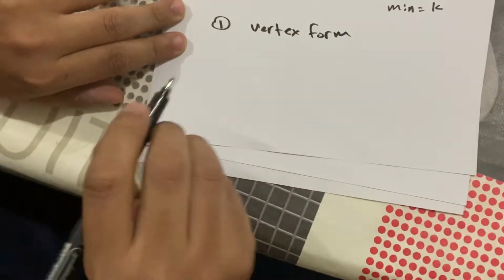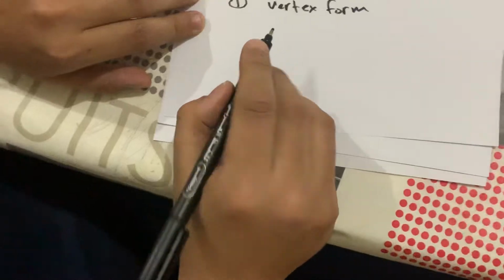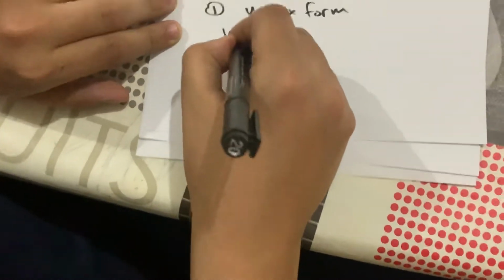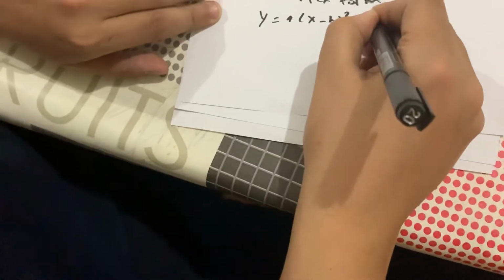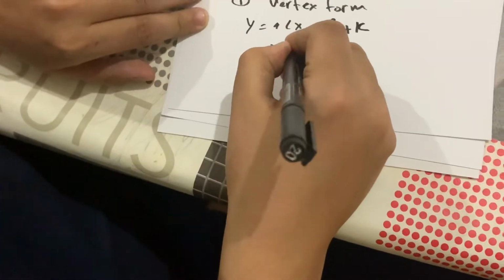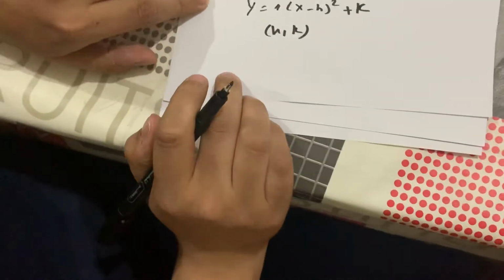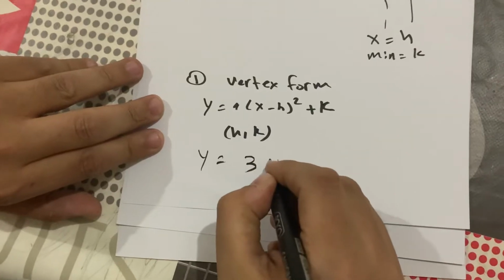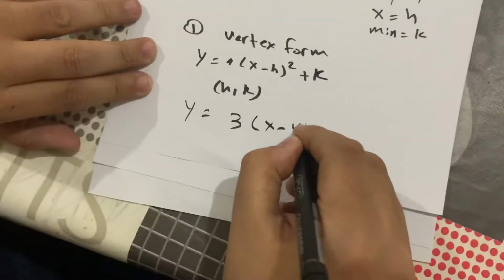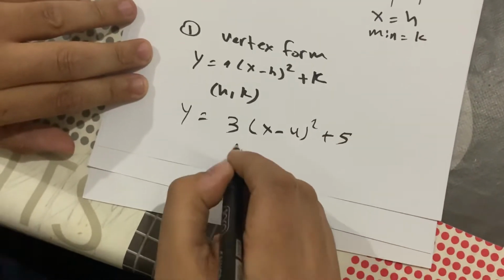Vertex form, actually the vertex is clear from this vertex form. y equals a times (x minus h) to the power of 2 plus k. h and k is the vertex. I can identify the vertex clearly from this equation without making any steps. For example, y equals 3 times (x minus 4) to the power of 2 plus 5. What is the vertex here?